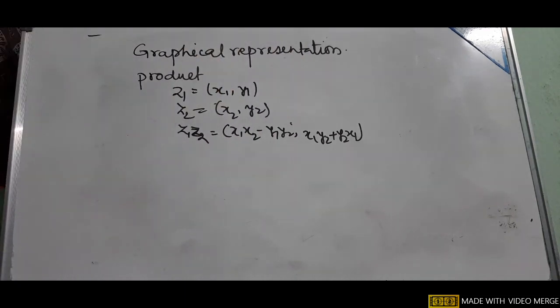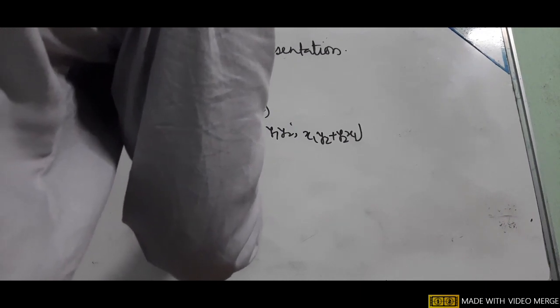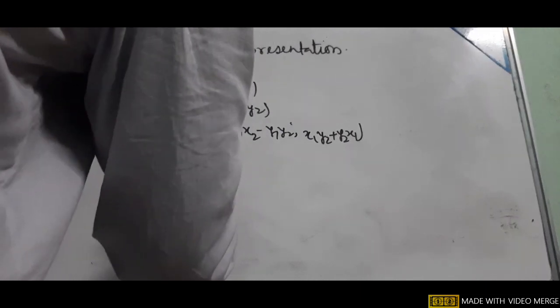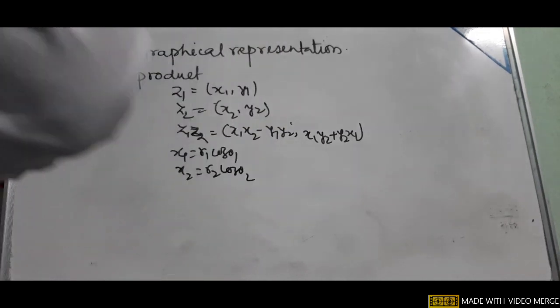So we can write x1 equal to r1 cos theta 1, x2 equal to r2 cos theta 2. Similarly, y1 equal to r1 sin theta 1, and y2 equal to r2 sin theta 2.